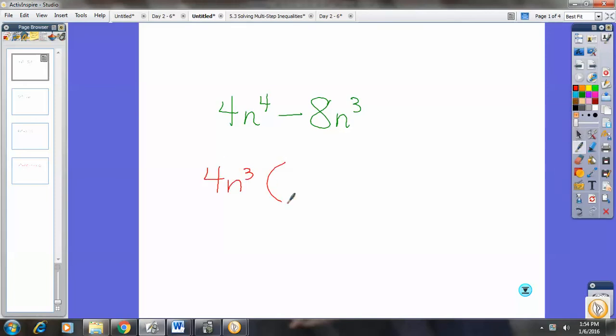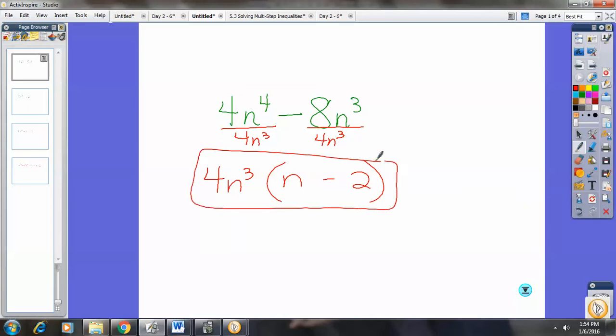Remember when we do greatest common factor, that's like dividing each term, in our case, by 4n to the third power. So 4n to the fourth divided by 4n to the third is? 1n, or just n. 8n cubed divided by 4n cubed is? Negative 2. Good job, right? So this is our factored answer.